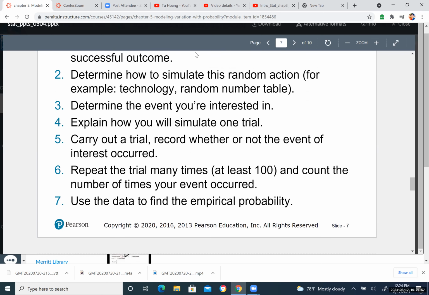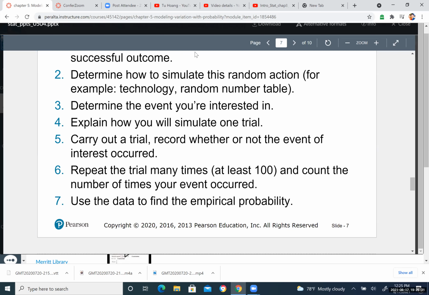Depending on the story, they want you to find the tail or the head, so that will become the event of interest. Repeat the trials many times, at least 100 times. See that the more trials you do, the closer you get to the actual probability. So they recommend at least 100 times, but like I said, I'm not going to give you that much, 50 or less.